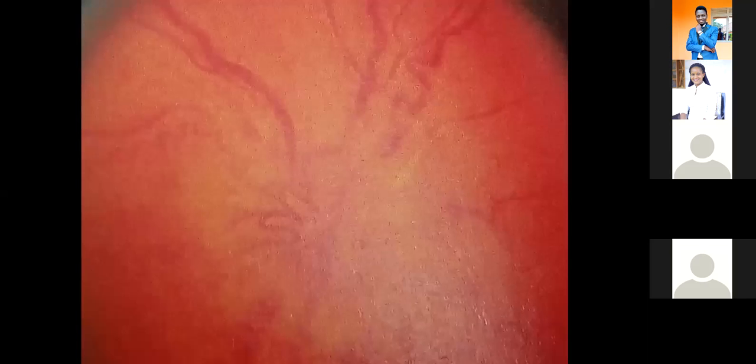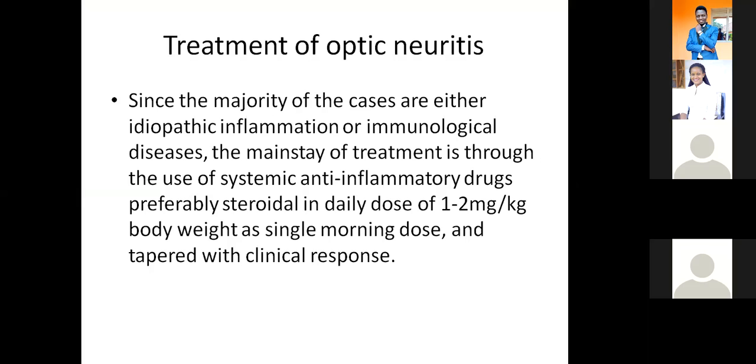The picture is again too big. As you can see, you don't see a clear margin of the optic disc. You see those engorged blood vessels coming from the center, but you don't see where the disc margin is ending. And there's no cup at the center of the optic disc, and that's what I was meaning.